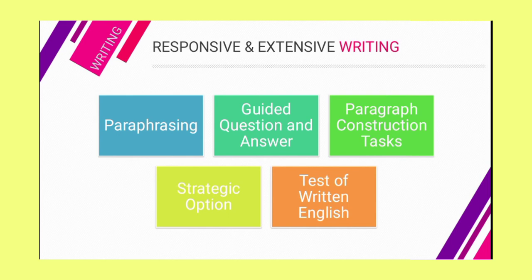The next activity is strategic options. In the strategic options, there are two types of tasks. The first task is attending to tasks. Attending to tasks is a set of directives stated or implied by the teacher or the conventions of the genre. The four types of attending to tasks are compare and contrast, problem solution, pros and cons, and cause and effect.